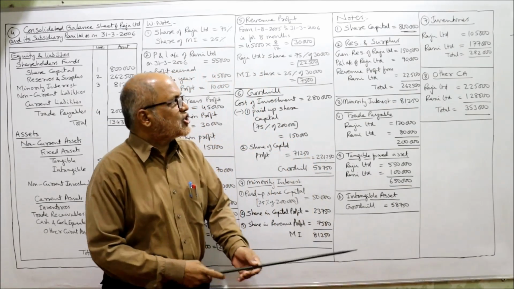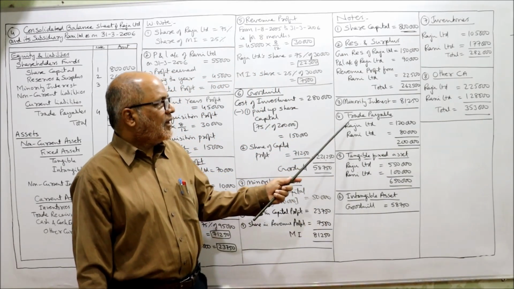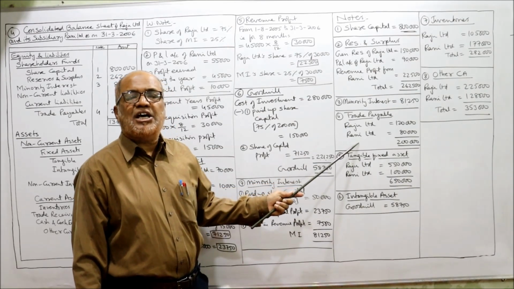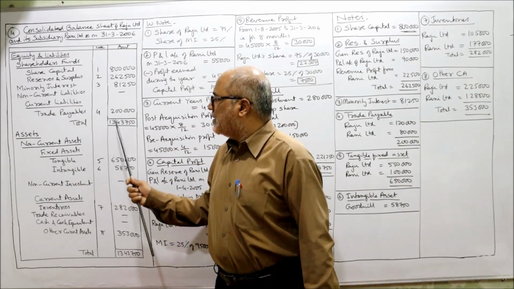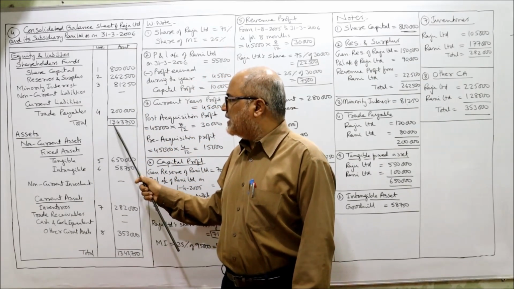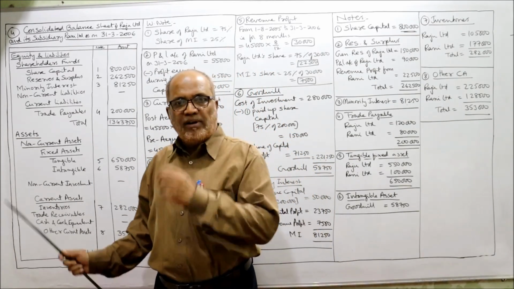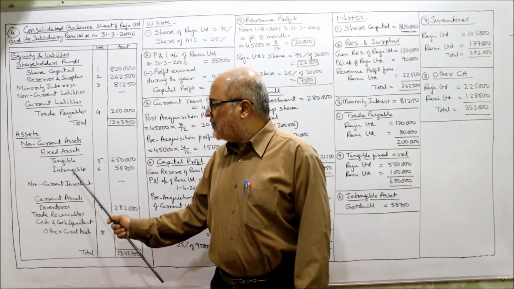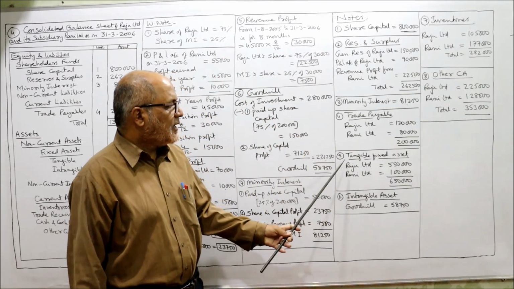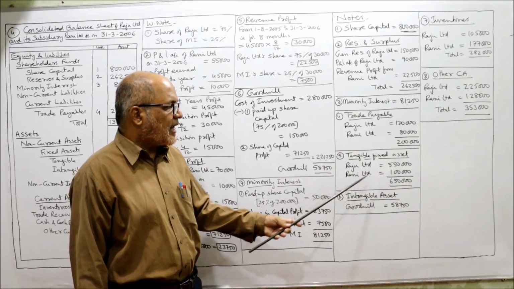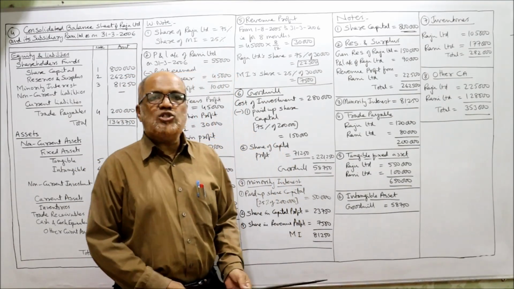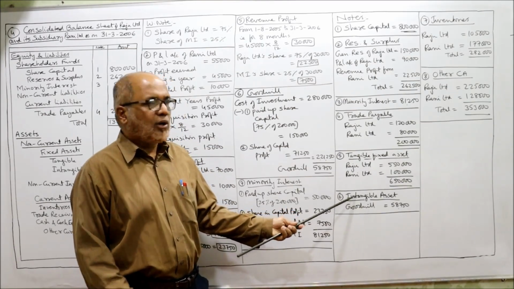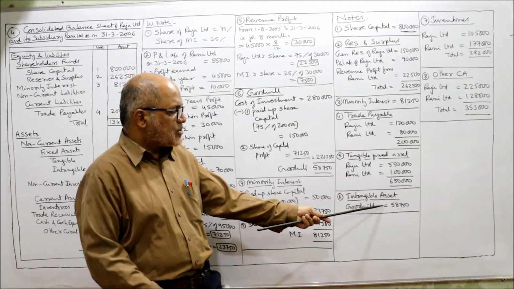Trade payable, fourth schedule. The creditors of both Raju Limited and Rani Limited add up together to 2 lakh. Total of liability side 13,43,750. Now we'll come to the asset side. Tangible fixed asset, fifth schedule. Tangible fixed assets of Raju Limited and Rani Limited add up to 6,50,000. Then intangible asset, we will take the goodwill. Goodwill already calculated is 58,750.